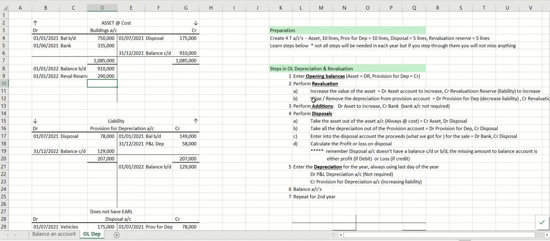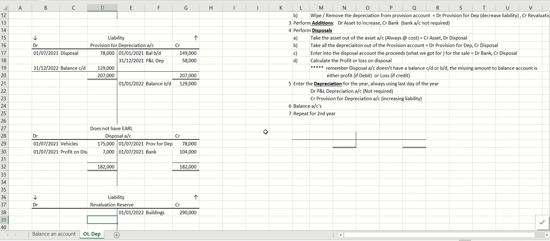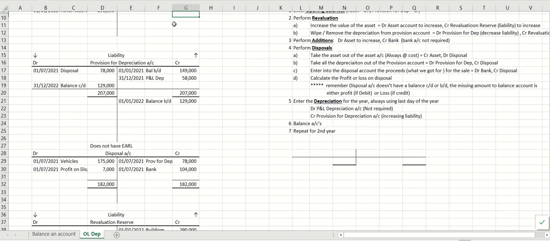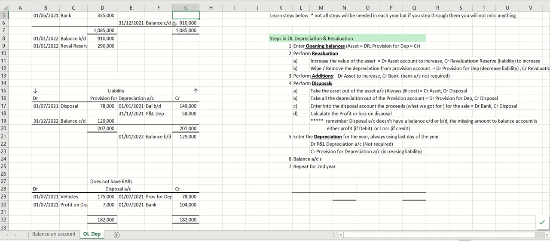Okay, so we're doing our reval. So increase the value of the asset, 290 on the debit side there. Credit the revaluation reserve because you're making it bigger. 290,000 down there. That's the first part done. The second part that we need to do is that we need to remove the depreciation on the buildings.